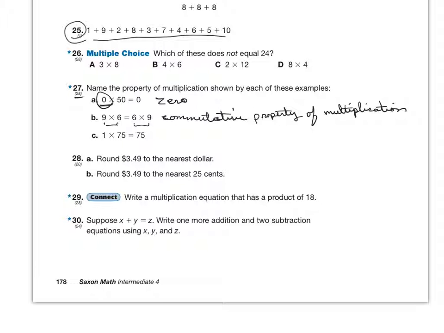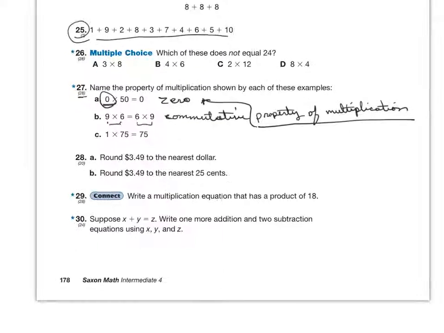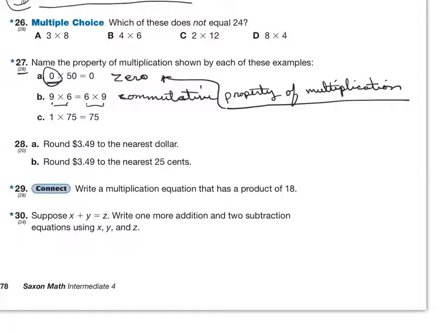All right, and then to do the same thing up here for the 0 property of multiplication, you put that up here as well, by the 0. And for this one, it's the identity. This one is the identity. Identity, and then this goes right here as well. Make sure you write it on each one.